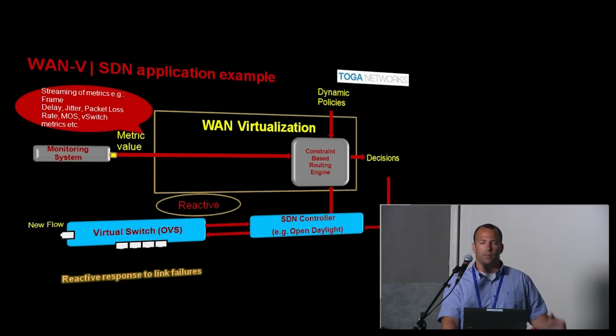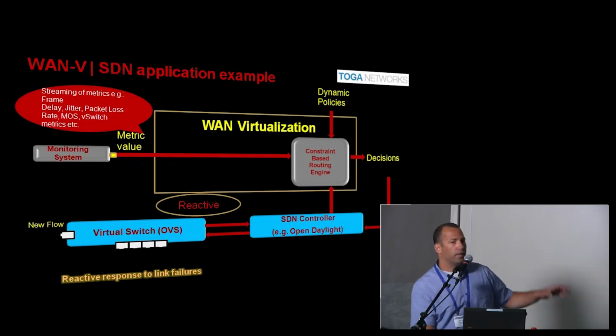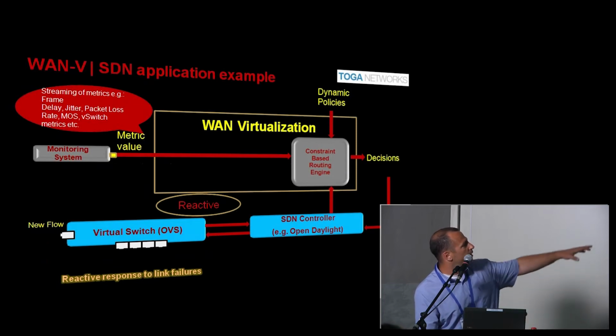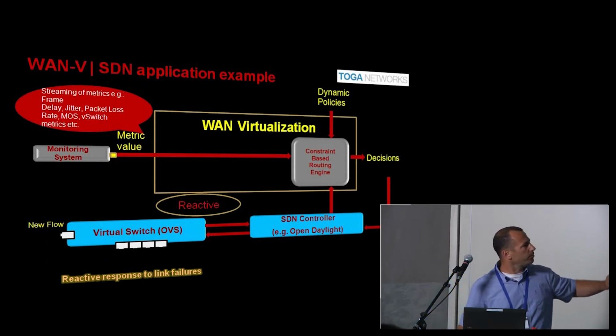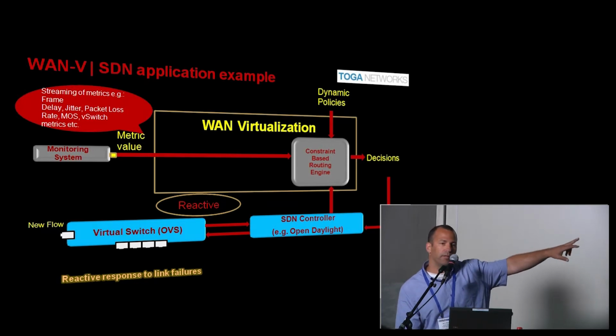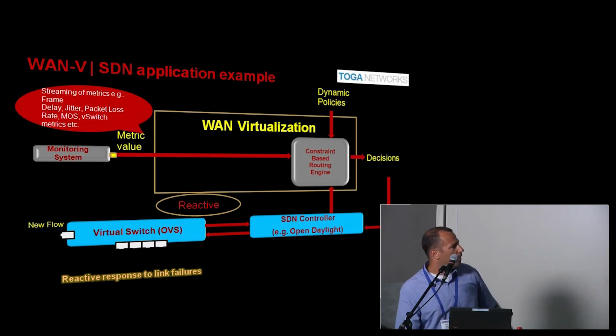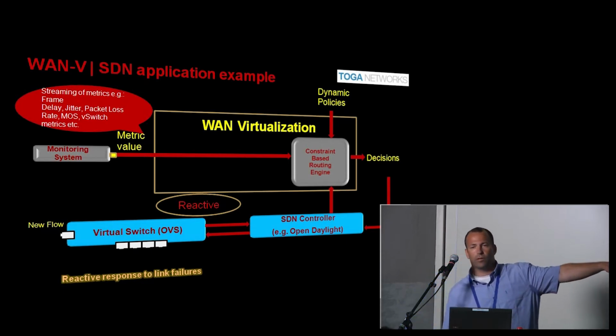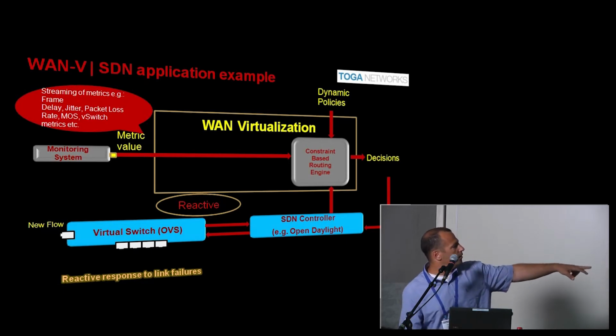Let's see what it means regarding our system. So here I have again the monitoring system and the engine of the application that observes the data. The brain, the SDN controller, is over there, and this is the virtual switch through which the data flows.